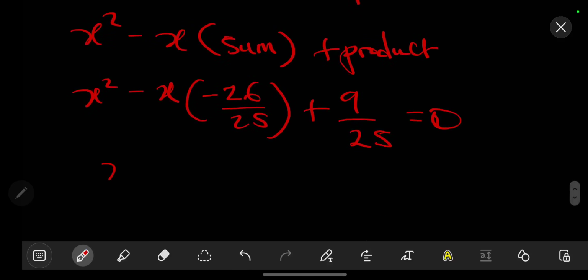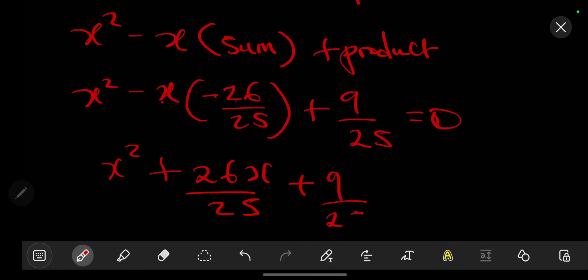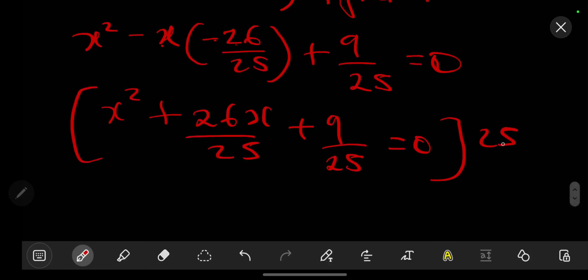So this will give us x squared plus negative times negative is plus 26. 26 times x, it's 26x over 25. Then we have plus our 9 over 25 should be equal to 0. So we are just going to get rid of this 25 by multiplying with 25 throughout. If you want, you can find the common denominator, then cross multiply, but this is a straightforward thing.